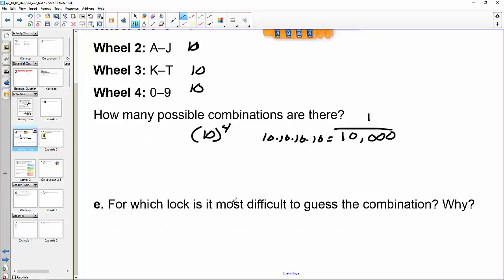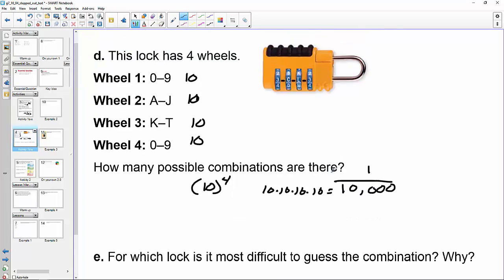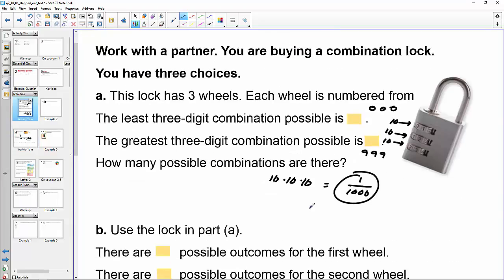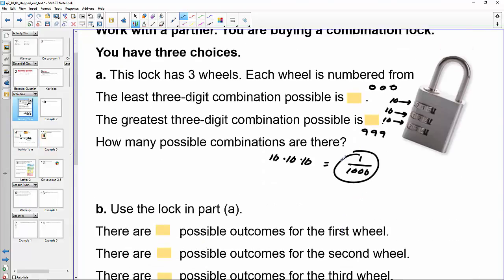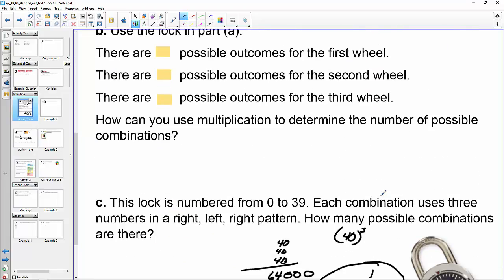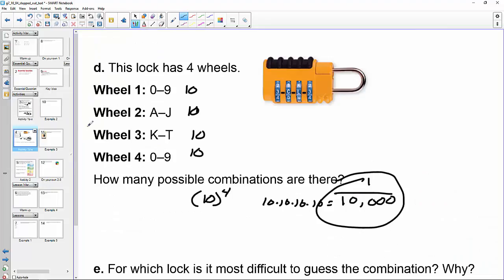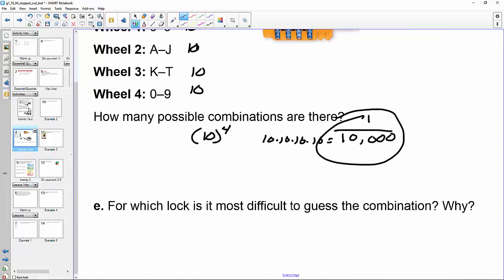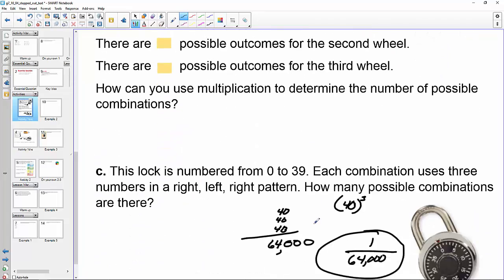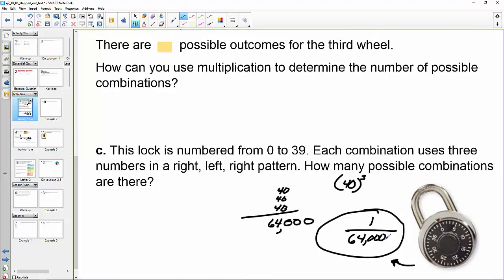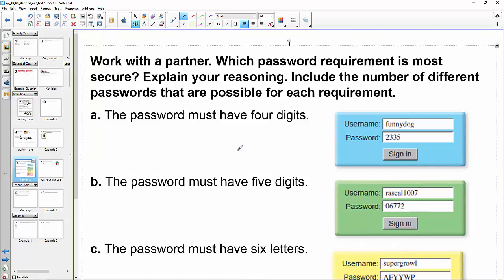So for which lock is it most difficult to guess the combination? Well, I'd guess this one here, because there's 10,000 versus this one, which is, oh, I'm sorry. No, I made a mistake. This one has 1,000. This one is 64,000. And this is 10,000. So the one that's most difficult would be a combination lock that we see on our lockers, right? Like this one here, because it's 64,000. But there's other ones here.